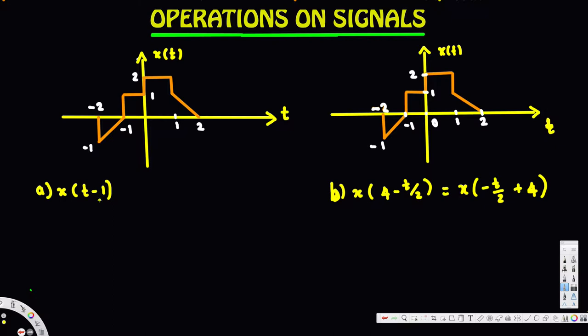So each time we have to add 1, so it's going to move to the right by 1 unit. So we have to just add 1 to each of these. And it's going to turn into, this is going to become 0, negative 2 is going to become negative 1, this is negative 1, this is going to become 0, this is going to become 1, this is going to become 2, and this is going to become 3.